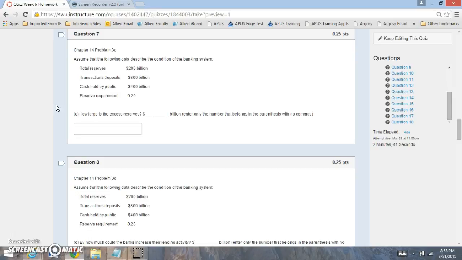Question 7 is looking at the conditions of the banking system. How large are the excess reserves? After the required reserves are met, how much money is left over? That's the excess reserves.